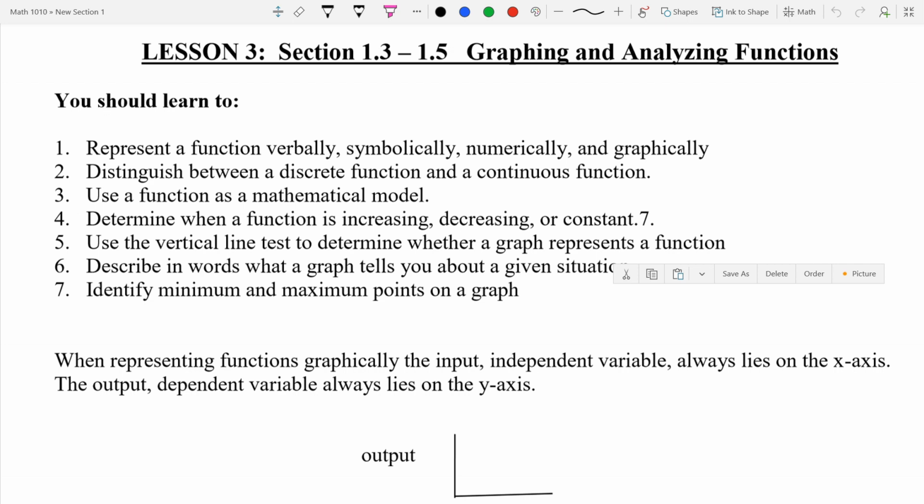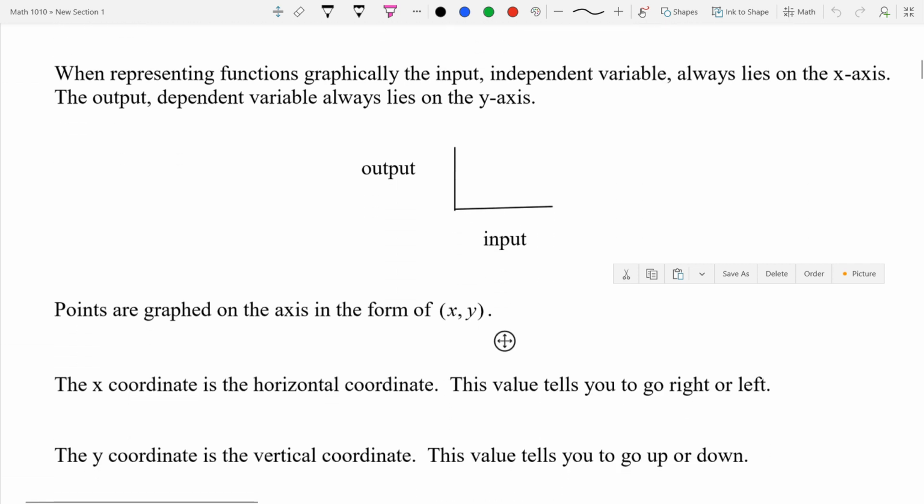Lesson 3 will be on your quiz. I do have to go a little faster than normal. I did not finish the lesson with my 1010 students yesterday, and that is not a good thing to happen right before you take a quiz. So I do have to go a little faster than normal. Okay, we're reviewing for the quiz.